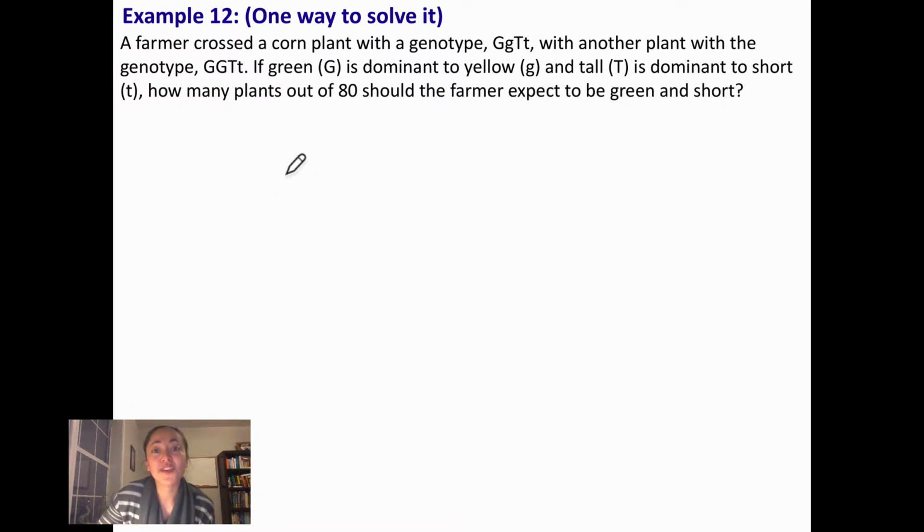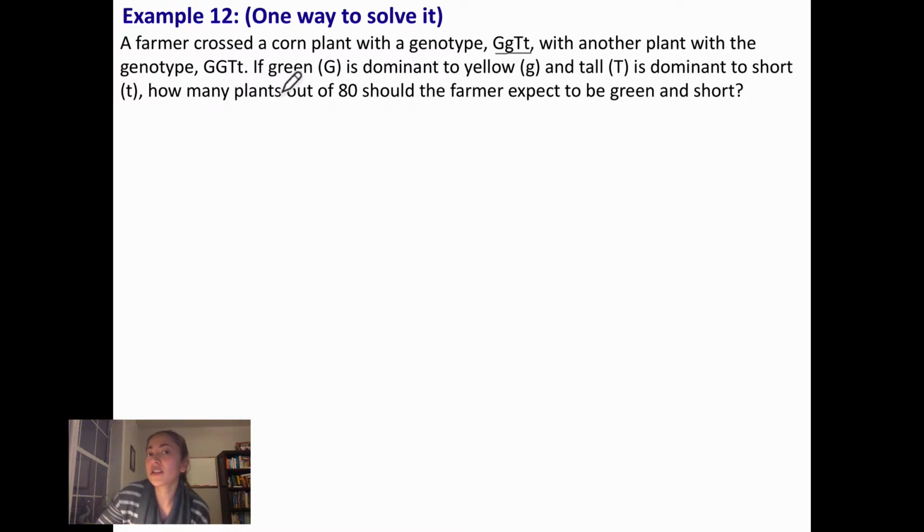Okay, so let's do our first dihybrid cross. A farmer crossed a corn plant with a genotype big G, little g, big T, little t, so he's heterozygous for two different traits, with another plant with the genotype big G, little g, big T, little t.